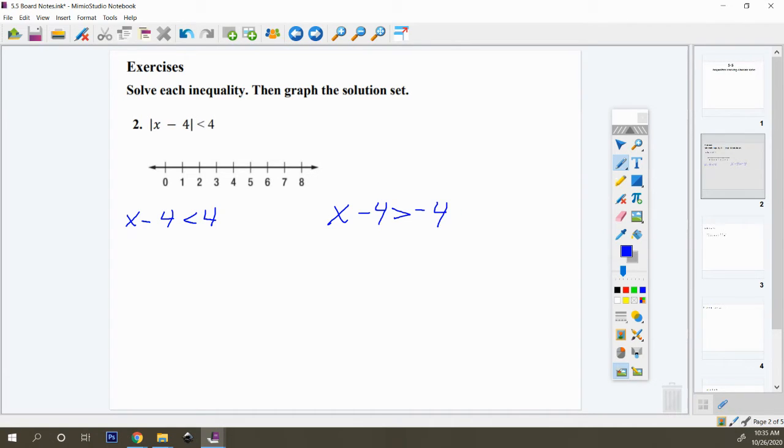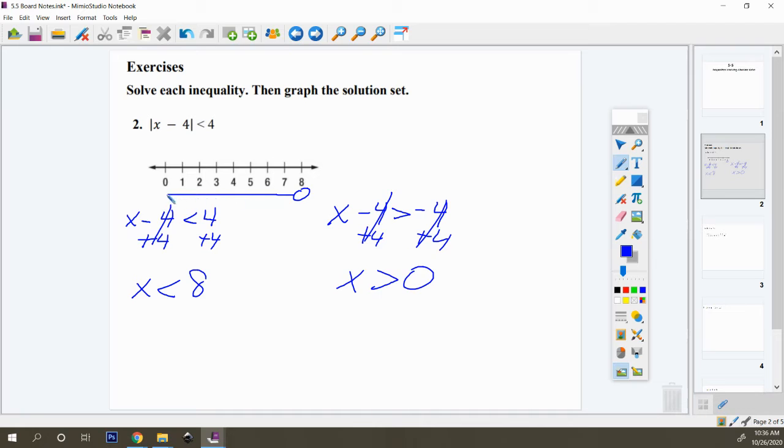Now I have my two equations, and I can solve these individually. So I'm going to plus 4 to get rid of the minus 4. 4 plus 4 is 8, so I have x is less than 8. On this side, I'm going to plus 4, plus 4. The 4's cancel out, so that leaves me with x is greater than 0. Now, if I wanted to graph this, you can see if I started at 8 and go left, I start at 0 and go right, we would end up with this overlap for this entire section, and we would end up with an and graph that looks like that.